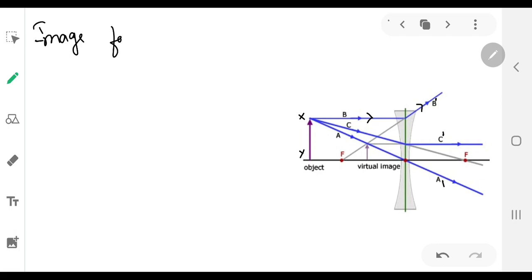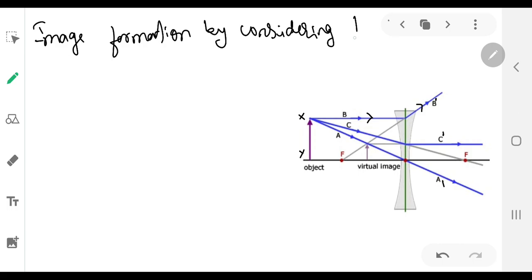Image formation by considering the above mentioned three rays.